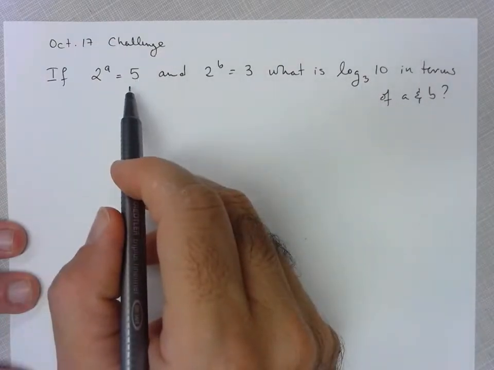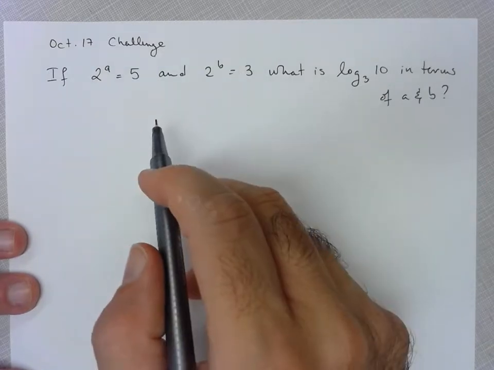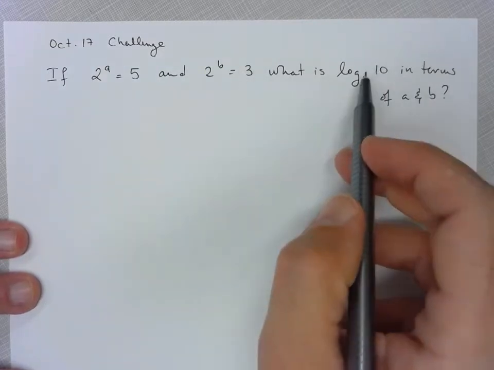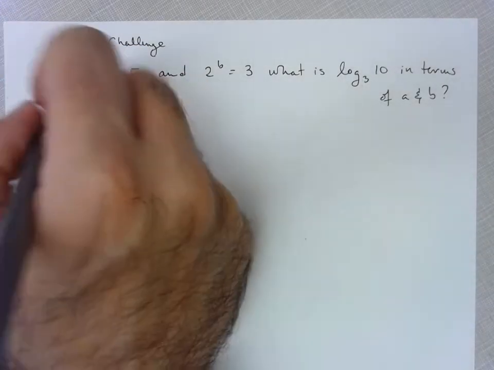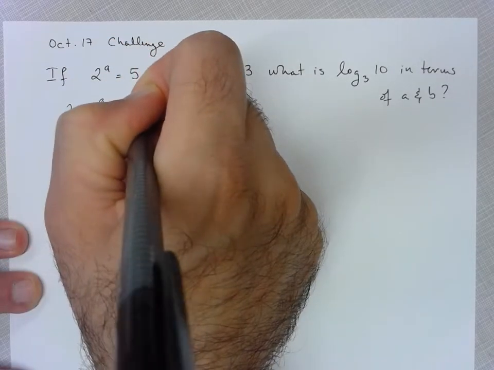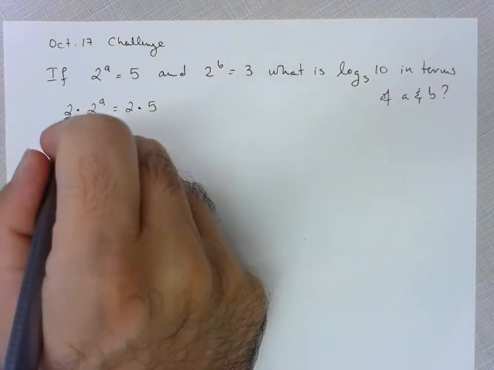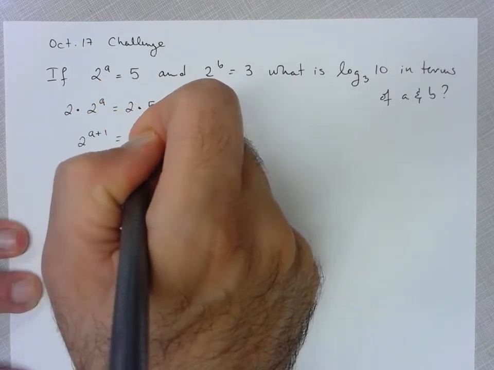5 times 2 is equal to 10. There's no real connection to the number 3, at least not a nice one. I don't want to be multiplying 3 times 3 1/3. So I'm going to focus in on this connection here. I want to turn this 5 into a 10, so I'm going to multiply both sides of the equation by 2. Okay, and I end up with 2 to the a plus 1 equals 2 times 5, which is 10.